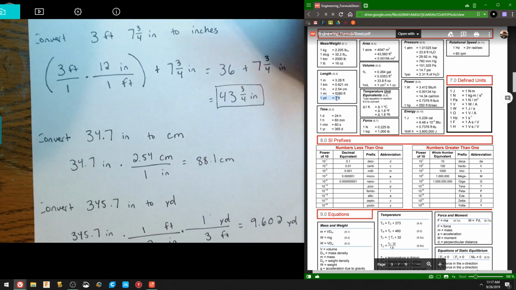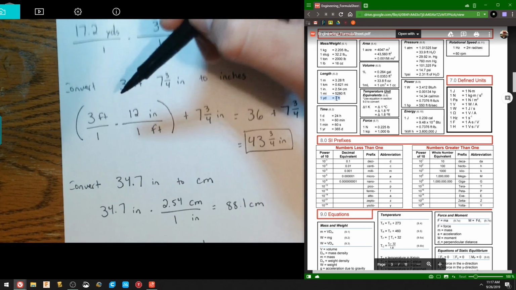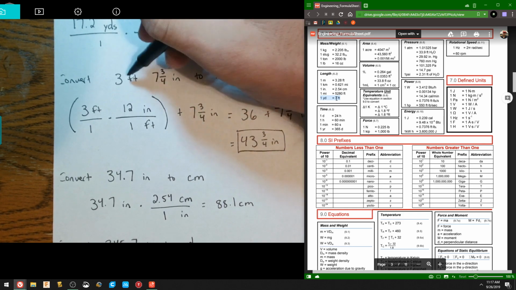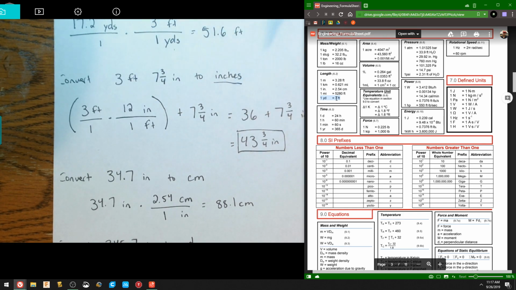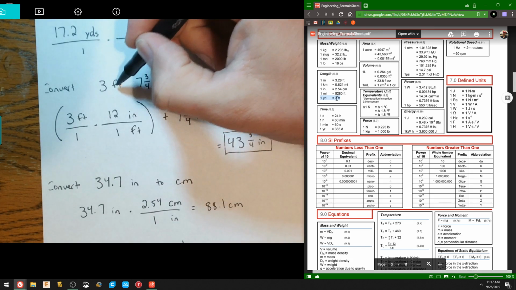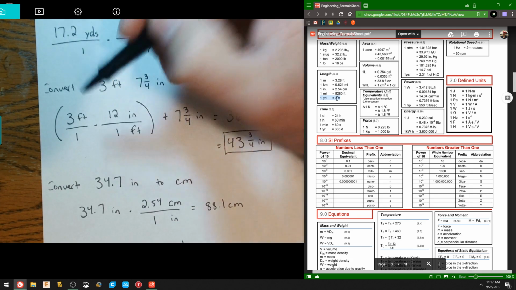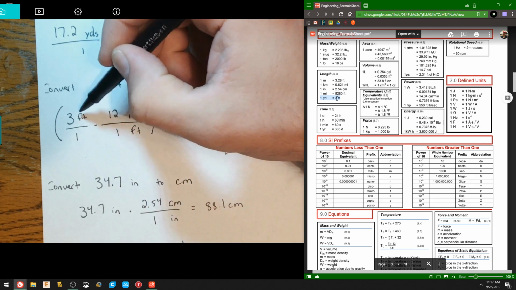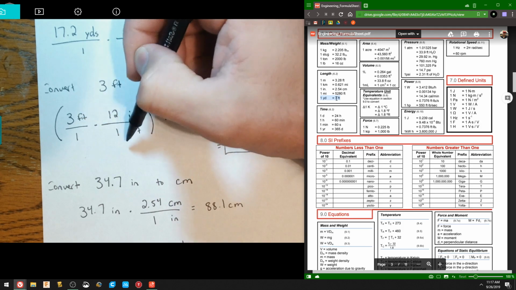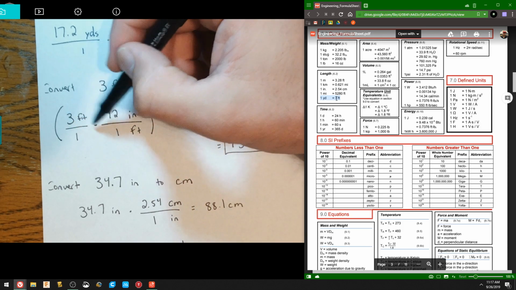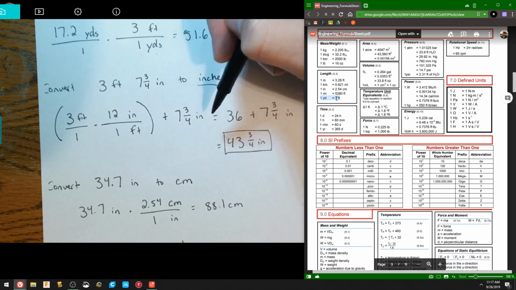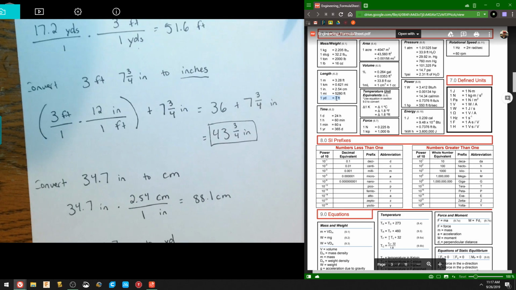Next one. 3 feet and 7 3/4 inches to inches. So we have inches, we have inches, we have feet. If we're trying to get as a final to inches, we have to get this feet to inches first. So we have given, desired, given. You're given 3 feet. There's 12 inches in 1 foot. Look at a ruler. And then you're just going to multiply across. 12 times 3 is 36. 7 3/4 stays the same because that's already in inches. You add them up, you get your answer of 43 3/4.